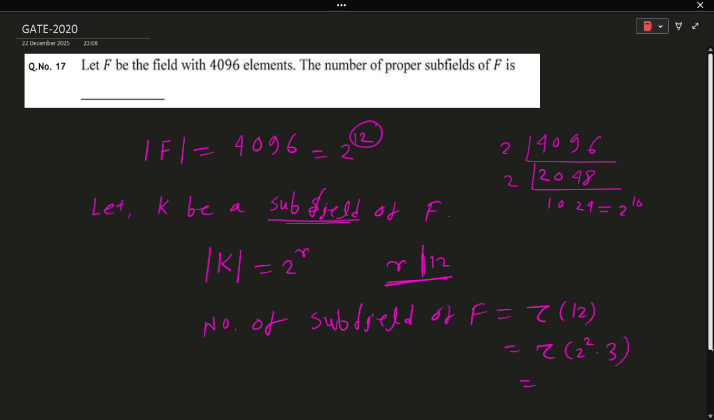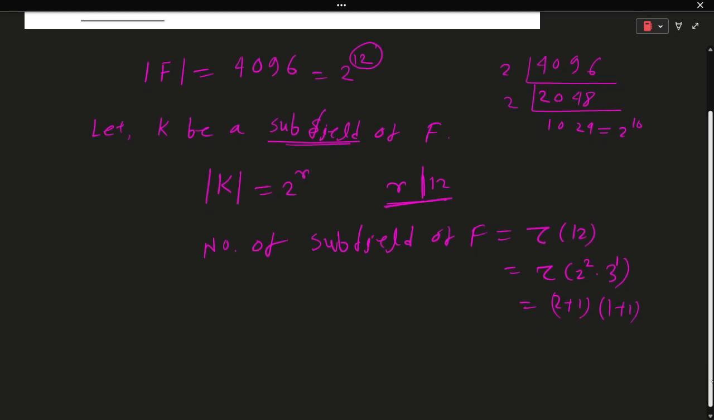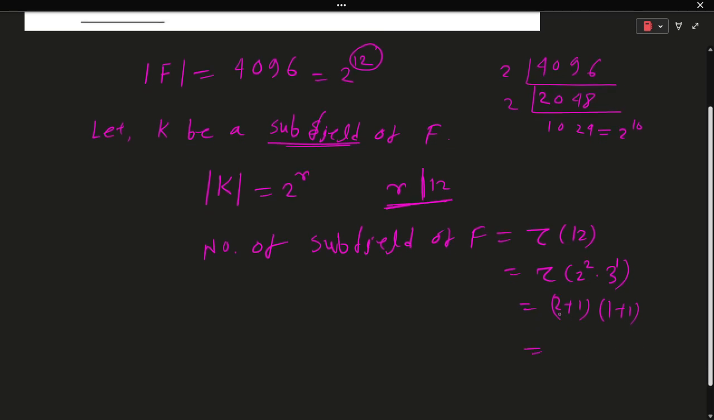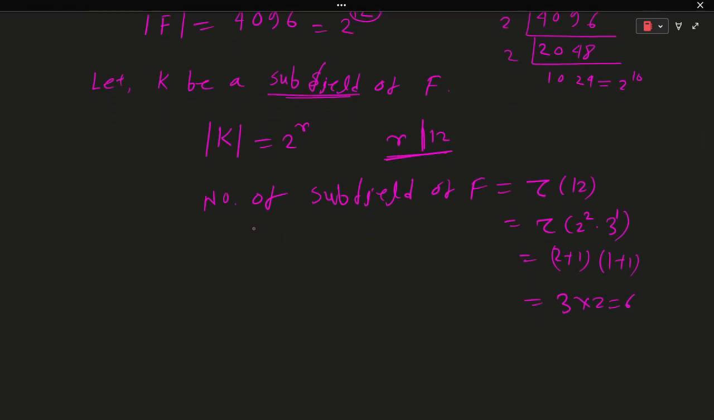Since this power has 2 and this power is 1, so (2 plus 1) into (1 plus 1), that means what is the value? So this is 3 and this is 2, that means 6. There are 6 divisors of 12. That means the number of subfield of f is 6.